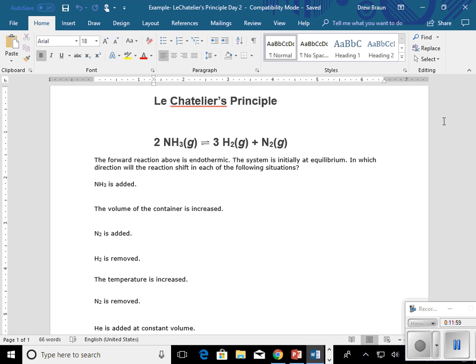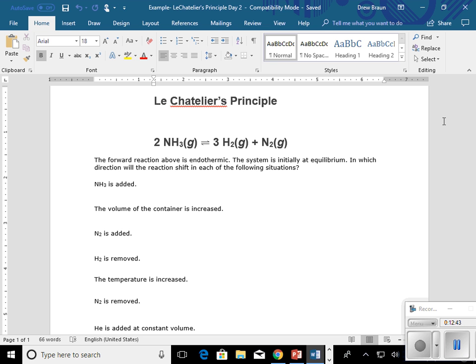The volume of the container is increased. Now, when I'm increasing the volume, think about in terms of pressure. What happens? If I increase volume, what happens with pressure? It decreases, right? So basically what that's saying is I'm decreasing the pressure. So I have to look at the number of moles. Do I have all gases? Yes. Okay, got to check that first. I have all gases. Now look at the number of moles. I've got 4 moles on the product side. I've got 2 moles on the reactant.